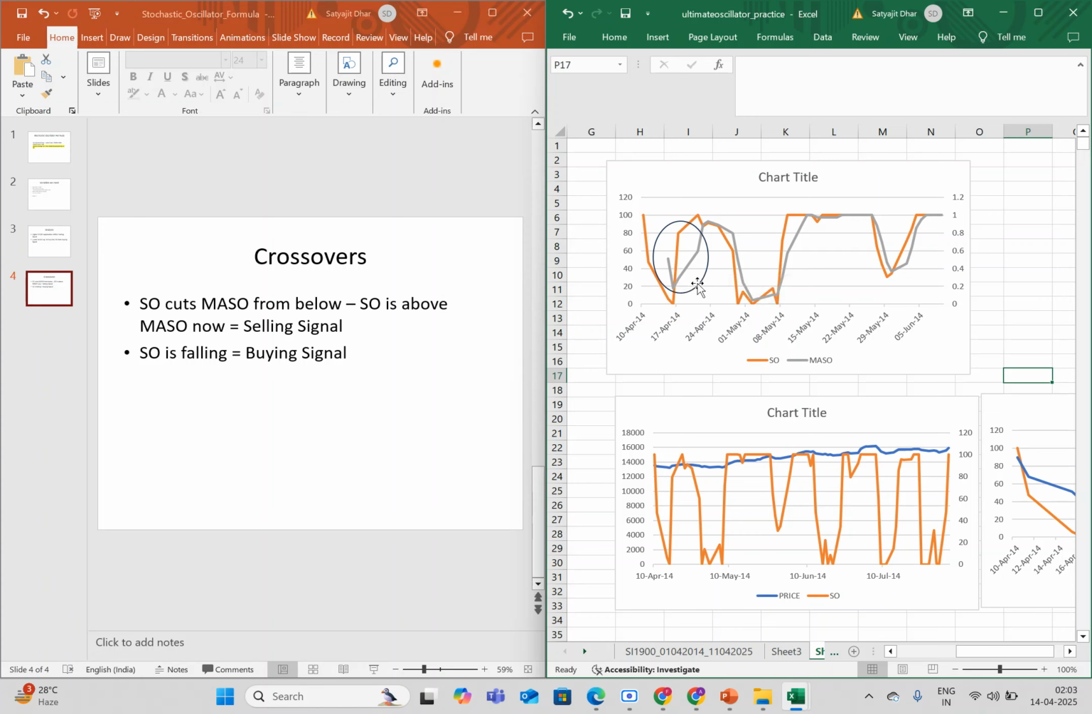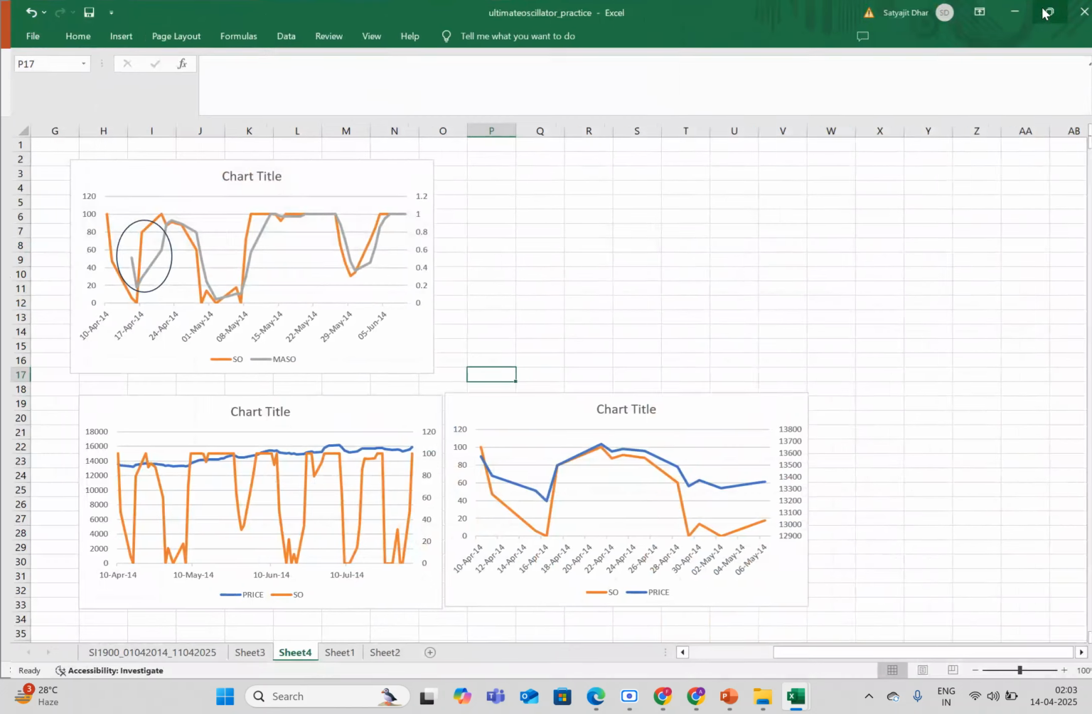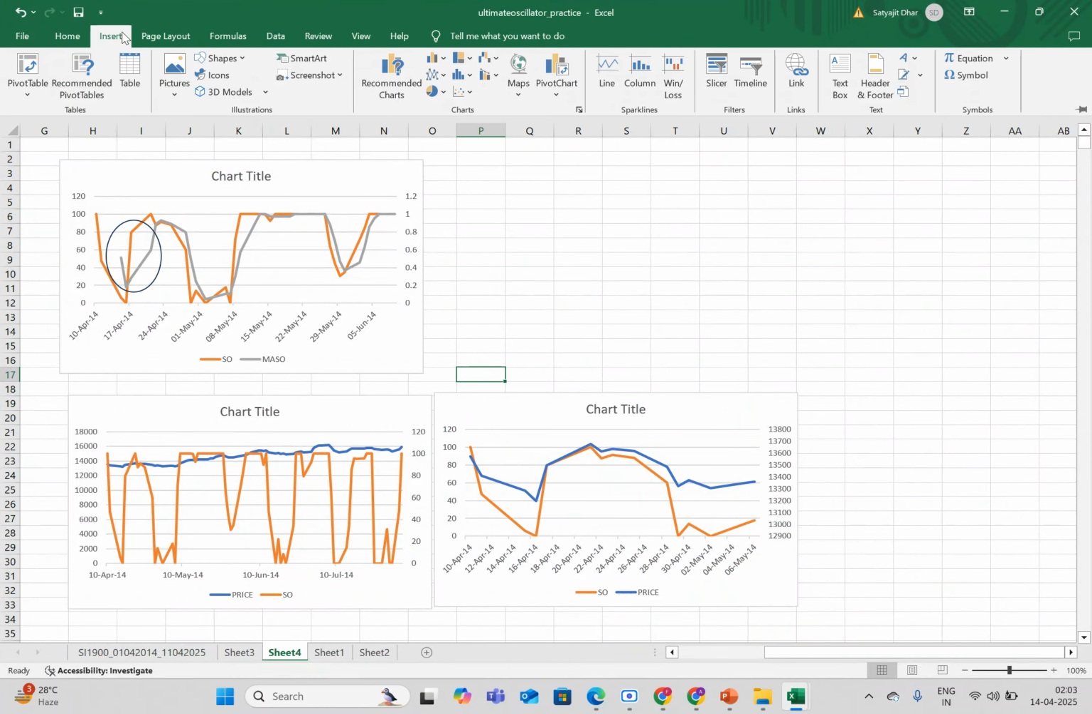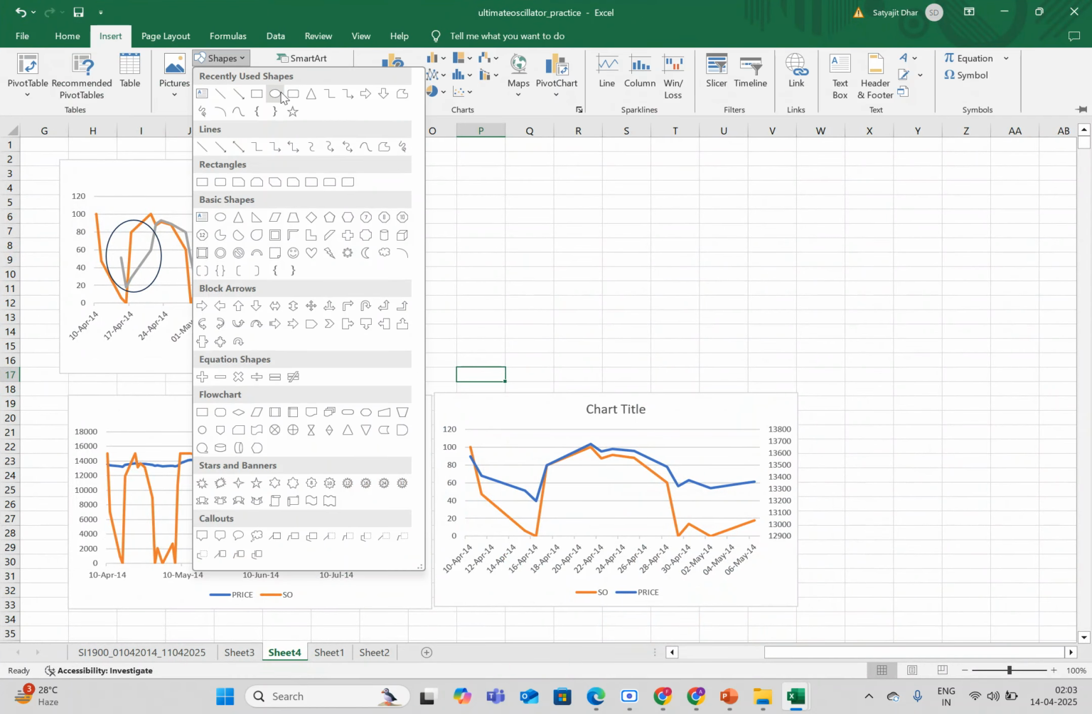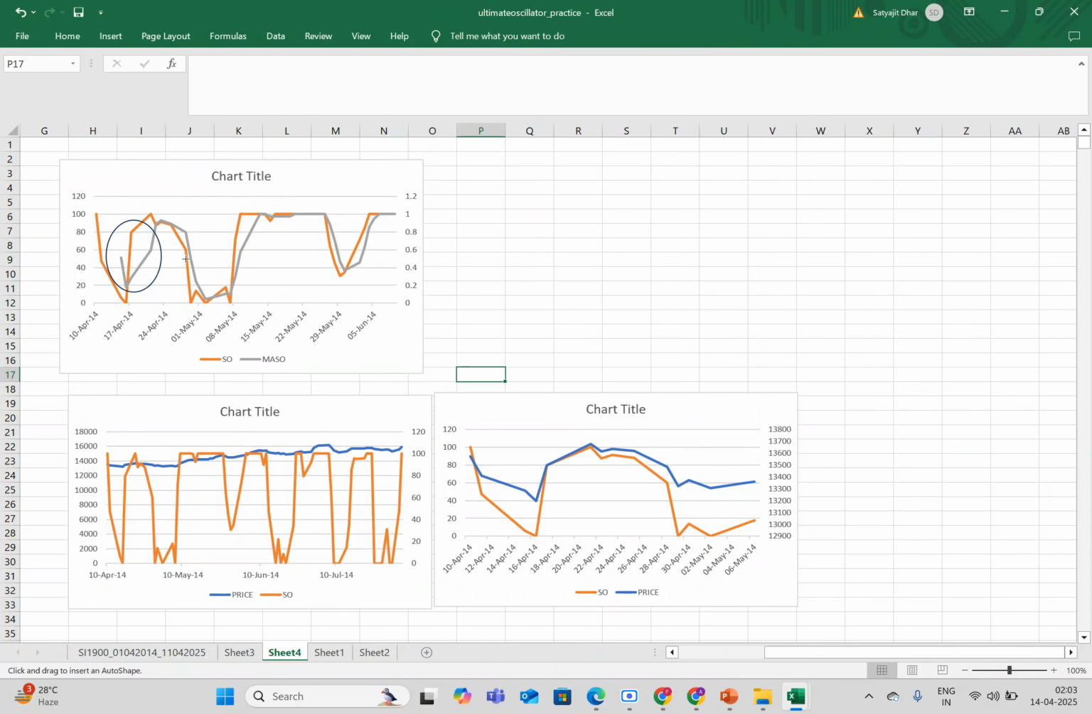Now when SO is falling, where can we see that? Like suppose here. In this situation, as you can see, SO is falling, so it is a buying signal. So I will insert a triangle. A triangle will show you a buying signal. So this is basically a buying signal.